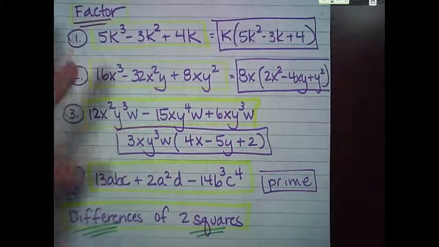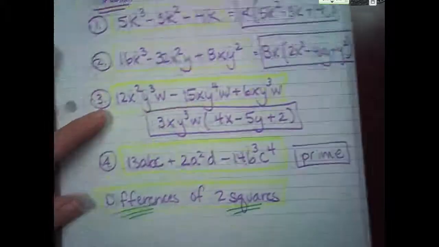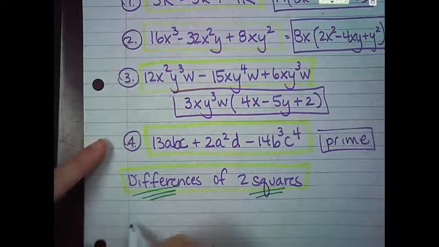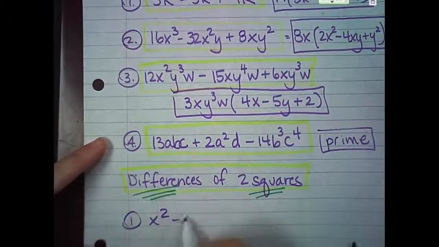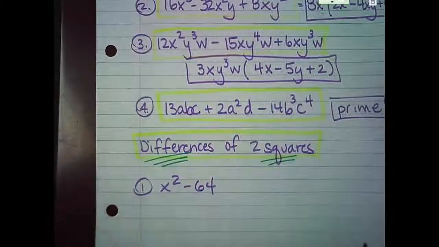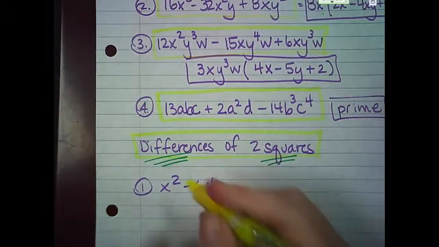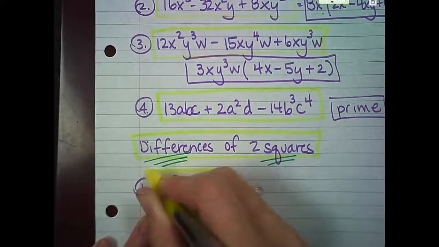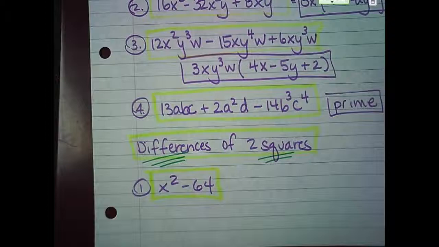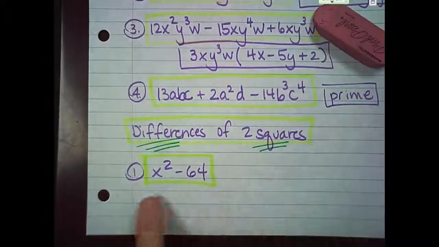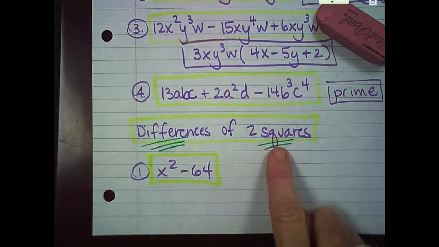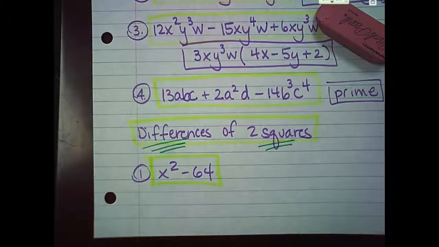So then let me show you the first problem. If I give you x squared minus 64. Kids look at this and they're like, I don't know what to do. So your first step is, is there a GCF? Well, no. The second step is, does it have two terms? Yes, two terms. A, is there a negative in the middle? Yes. B, are they perfect squares? Yes. So you can factor.